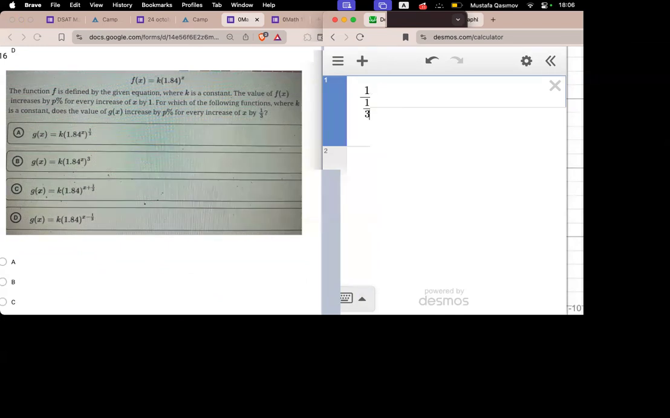Let's say that we have a function or we have a bacteria population like that, and it double every minute.